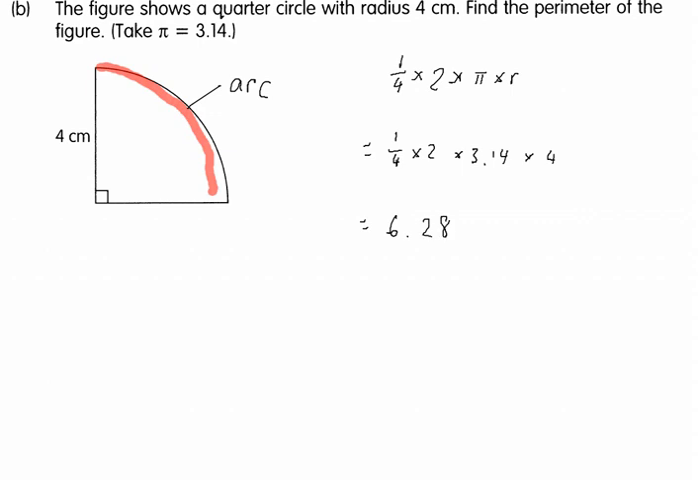Okay? Does anyone have any problem? So this is only the length of the arc. Am I right or wrong? This is only the length of the red colour line, the curved line. Okay, so is this the final answer? If this is not the final answer, Jack, what should I do next? I must?